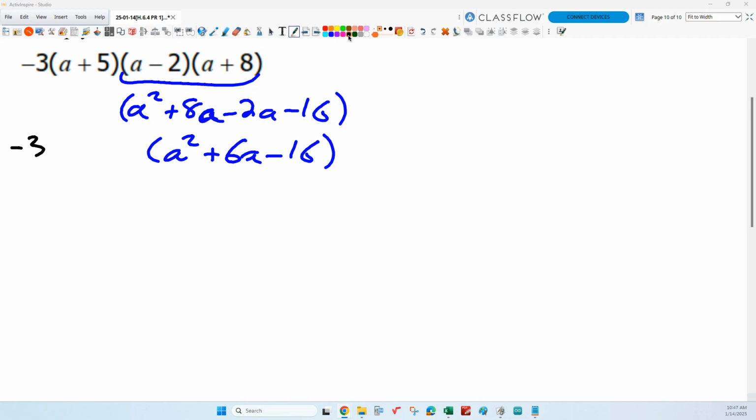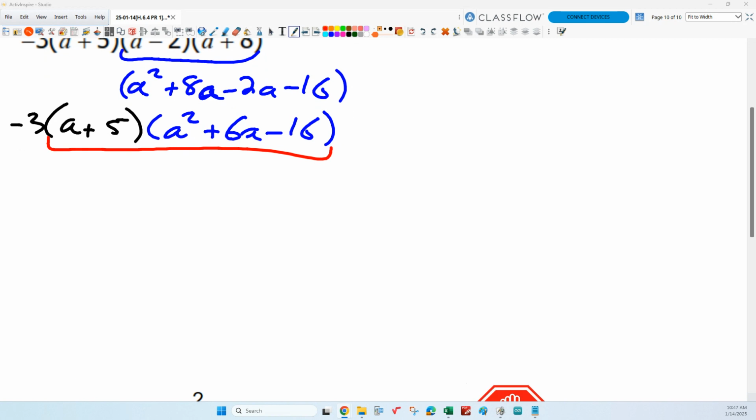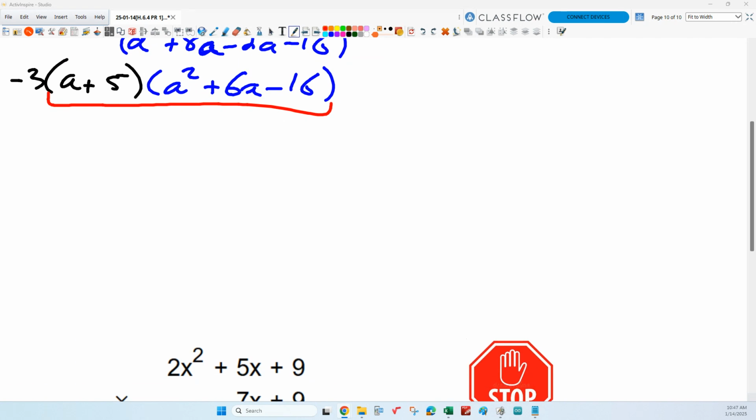And then I've still got these other factors out front that I haven't multiplied yet. Well, now we would maybe do that process, right? Distribute those. If I distribute the a, that's going to give me what? A cubed plus 6a squared minus 16a. If I distribute 5, I'm going to get plus 5a squared plus 30a minus 80.